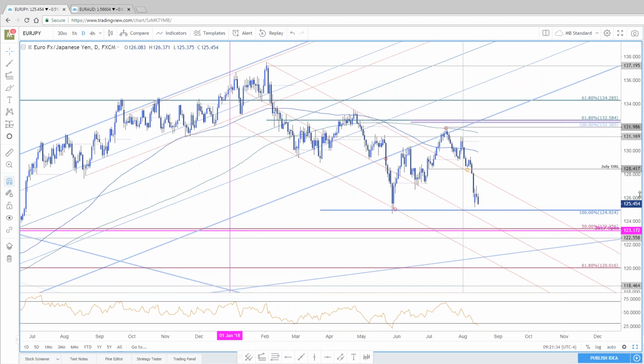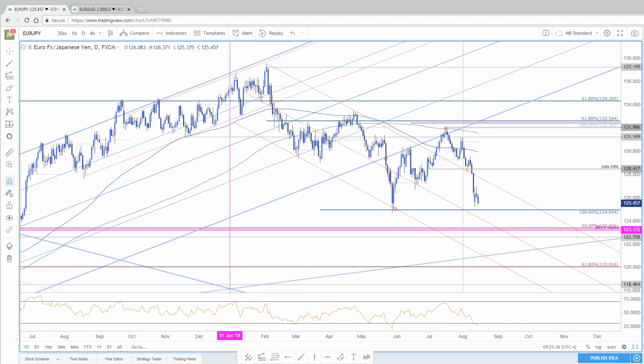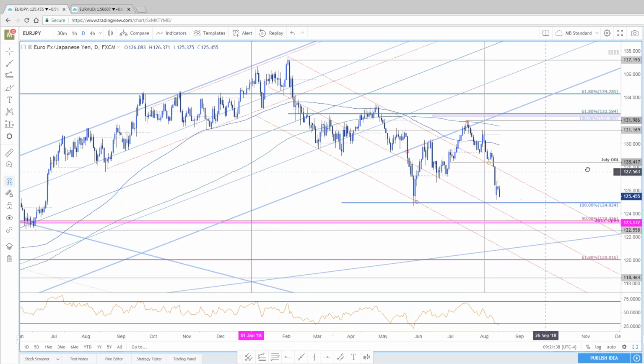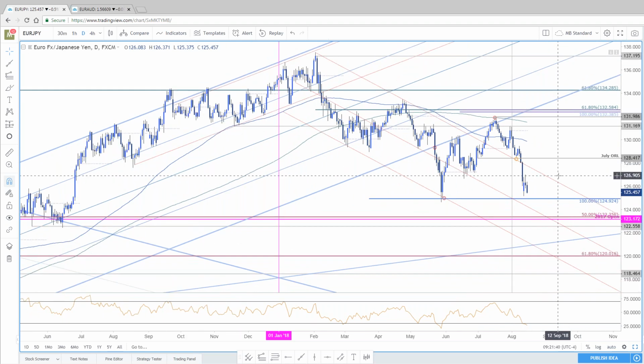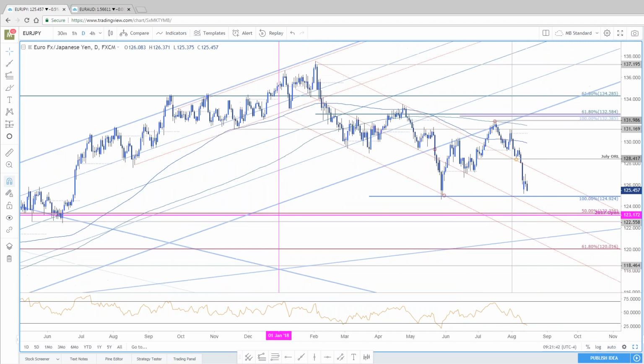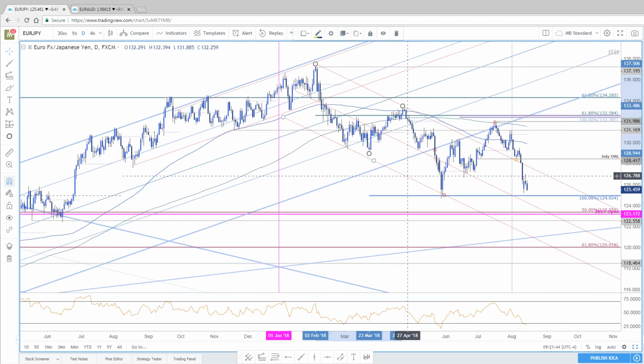Euro yen. This is a tricky one, D. Objectively, I have to say lower as the immediate focus. This 100's kind of played out because we already ran into it, so you would basically be targeting the yearly lows.